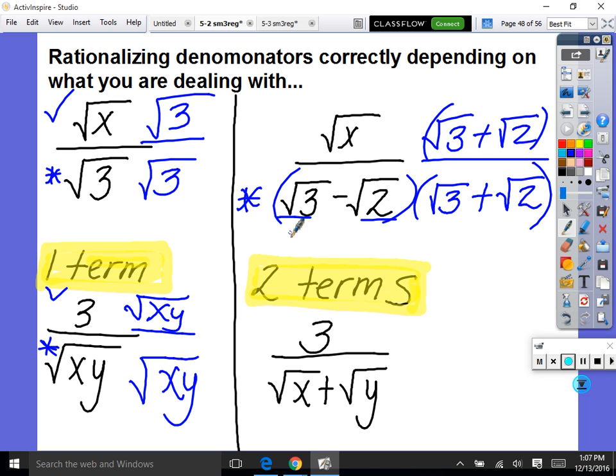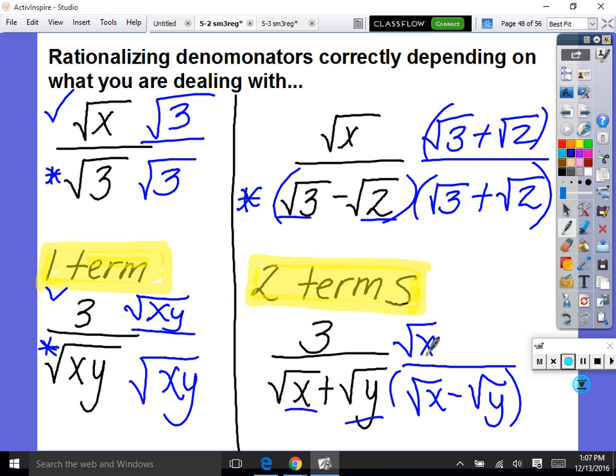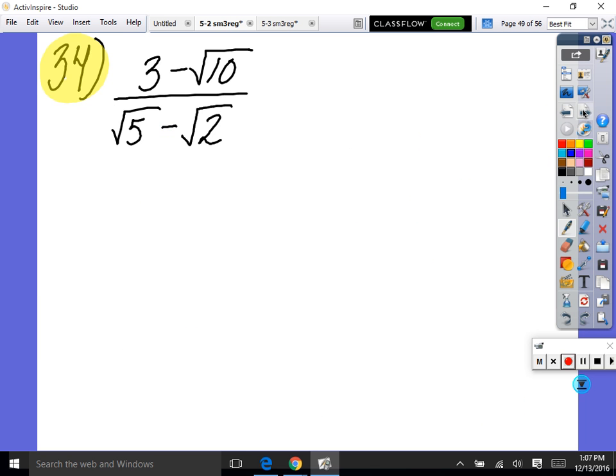So once again, this has two terms, 1, 2. There's radicals, so the only way to undo the radical is to multiply by the conjugate, the square root of x minus the square root of y. You do it to the top, square root of x minus the square root of y. So does everybody understand how to rationalize the different problems? Okay, then let's go to 34. We're on the back page now.